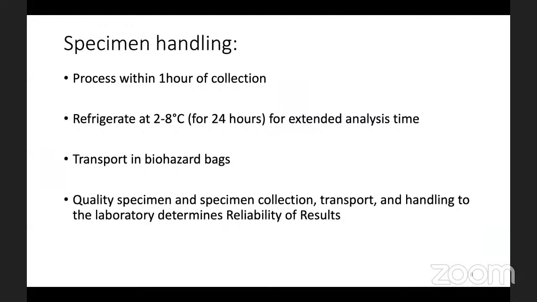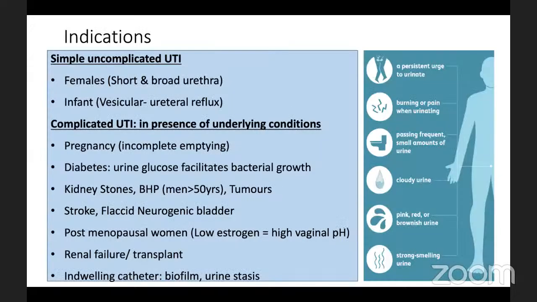All right. Now, the sample should reach the lab within 1 hour of collection. If you foresee that you cannot work on it, you put it in a fridge at 2 to 8 degrees Celsius for about 18 to 24 hours to work on it. And as you are transporting the sample, it should be in a biohazard bag. So like I said, a good sample is equal to a good result. A poor sample, poor collection method, poor transport or handling of the sample will lead to a bad result.